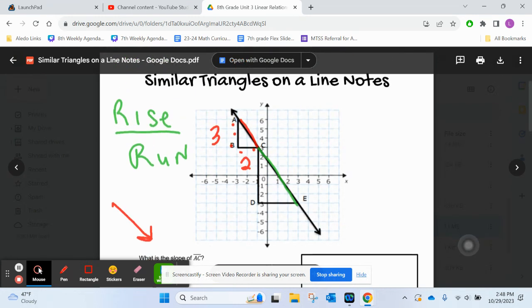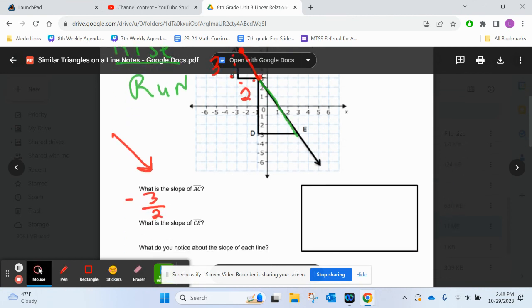Now let's go back for just a second. The next thing I want us to note is what are the coordinates for point A and for point C? What are your X and your Y values? So for point A, you should notice that the coordinate is -3, 6. And for point C, the coordinate is -1, 3.